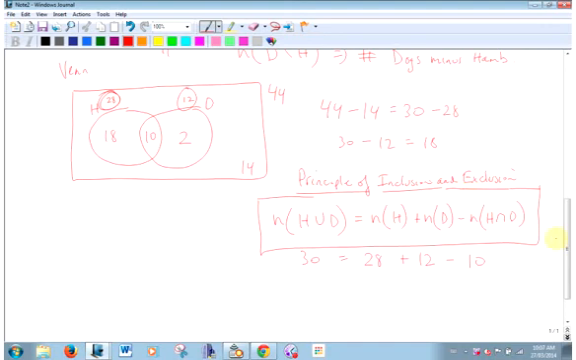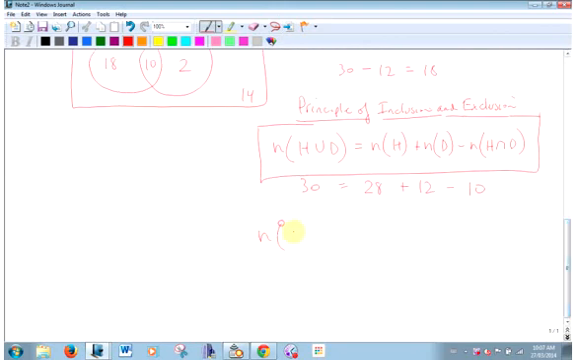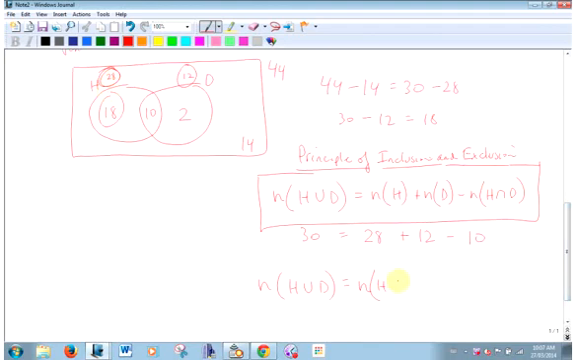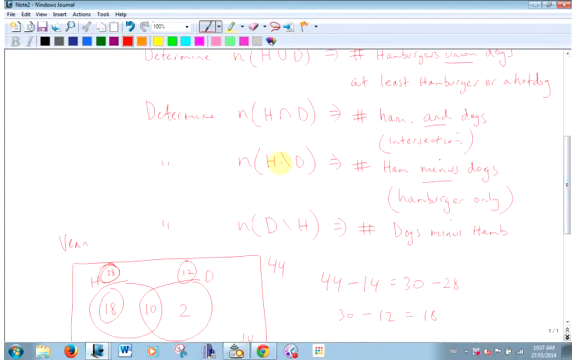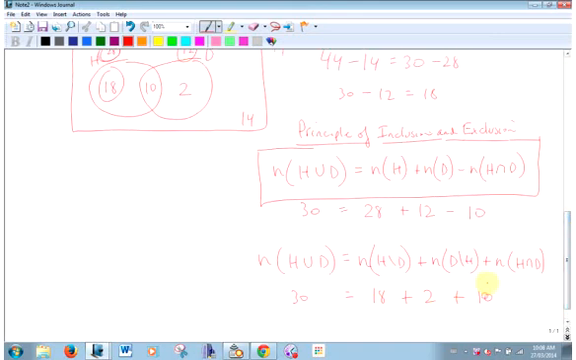Sorry about that. The next formula, which I kind of did half of this one and half of that one, will say H union D can also be written as the number that just had hamburgers. That's 18. So 30 kids is 18. I'm going to add the number that had dogs but not hamburgers. That's just dogs. That's 2. And then I'm going to add the ones that had both. So it looks kind of similar, but as you can see, it's different. This works. 20 plus 10. That's the one I want to add.